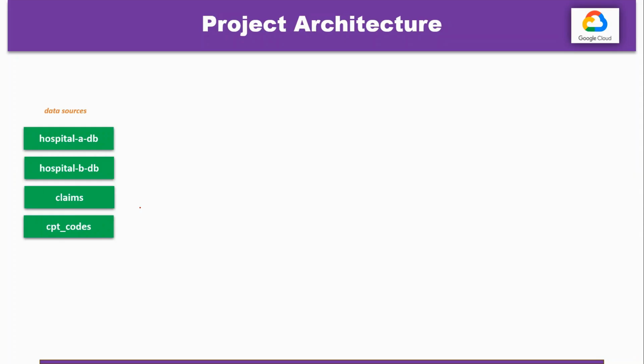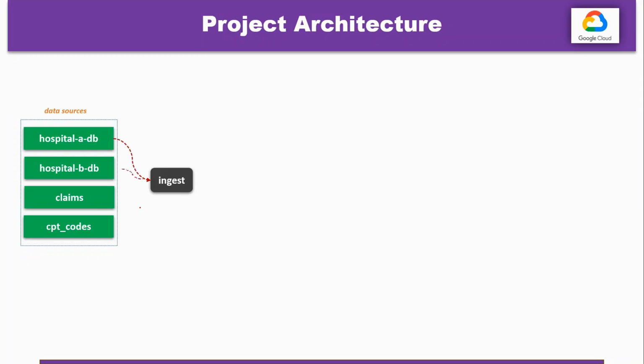Right? So this is how. These are the 4 data sources that we have: hospital A database, hospital B database, claims, CPT codes, and everything. And then we are going to ingest this data into the landing layer.